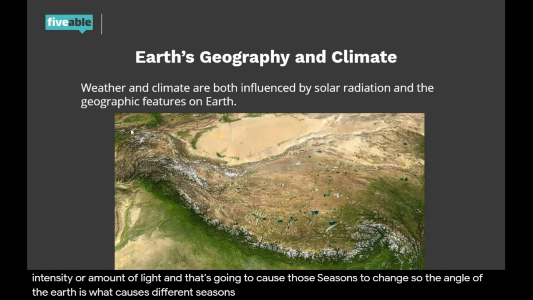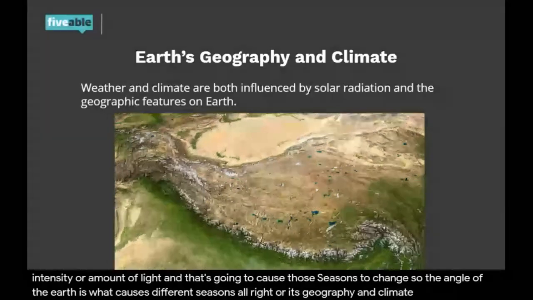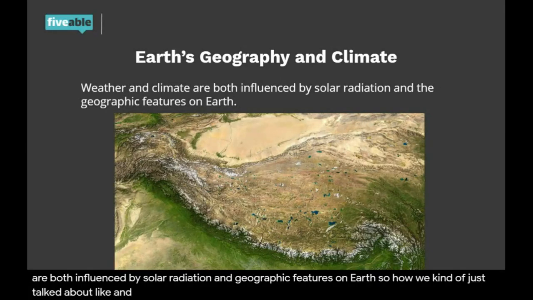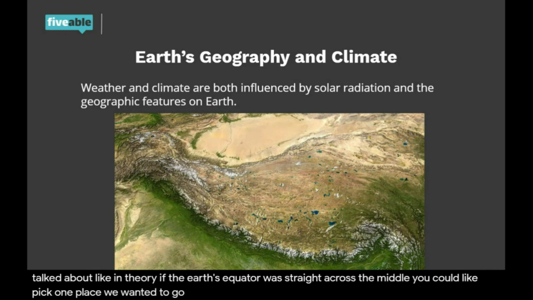Oops. All right, Earth's geography and climate. Weather and climate are both influenced by solar radiation and geographic features on Earth. So like we just talked about, in theory, if the Earth's equator was straight across the middle, you could pick one place you wanted to go. But Earth's climate is also going to be influenced by geography.